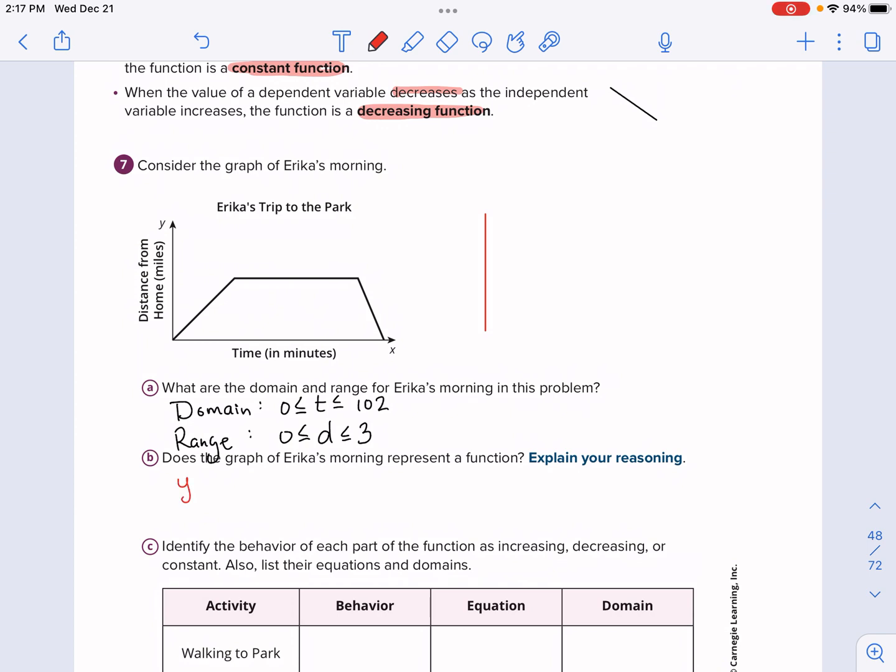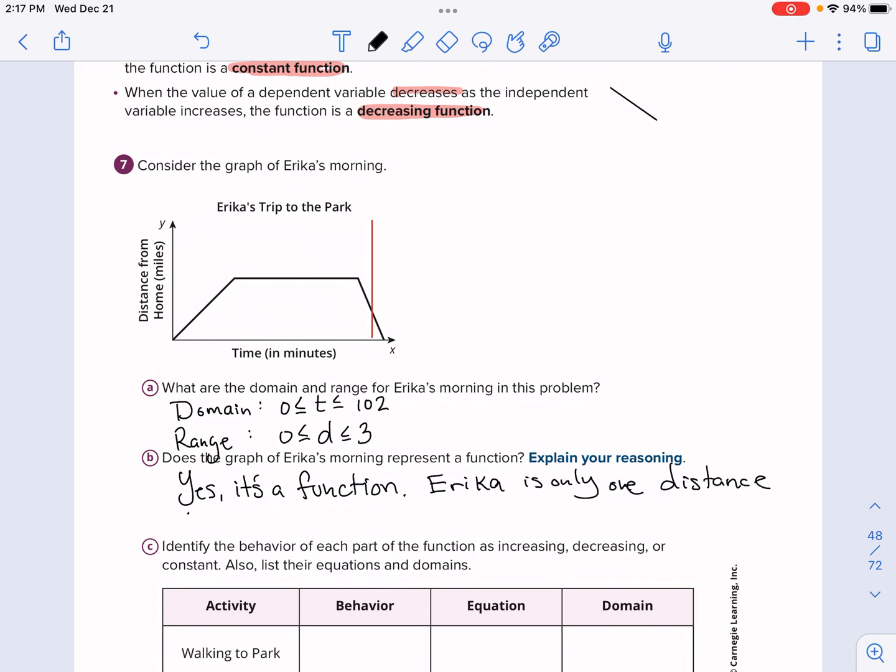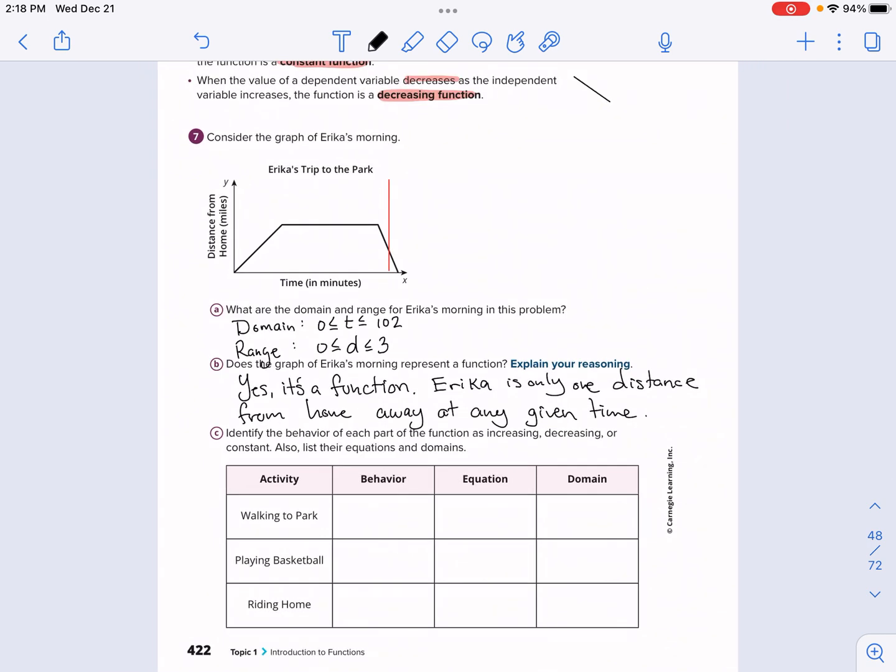So let's put yes, this does represent a function. I'll just put it's a function. And we'll put just another sentence here, is that Erica is only one distance from home away at any given time. Right, if she wasn't, then she would be at 2 places at once, which we talked about how that's not a function. But let's go and put everything together that we have into this table.